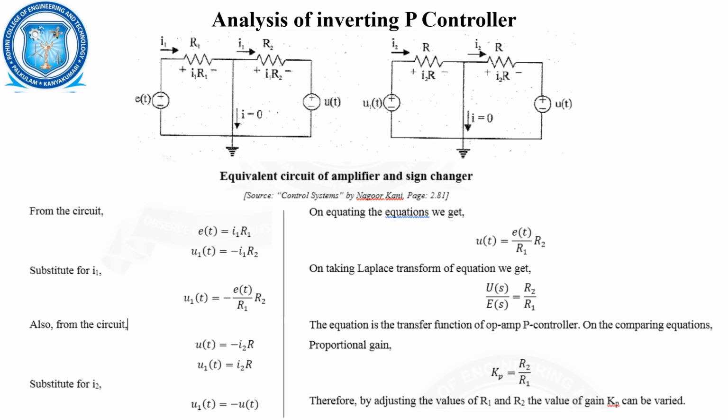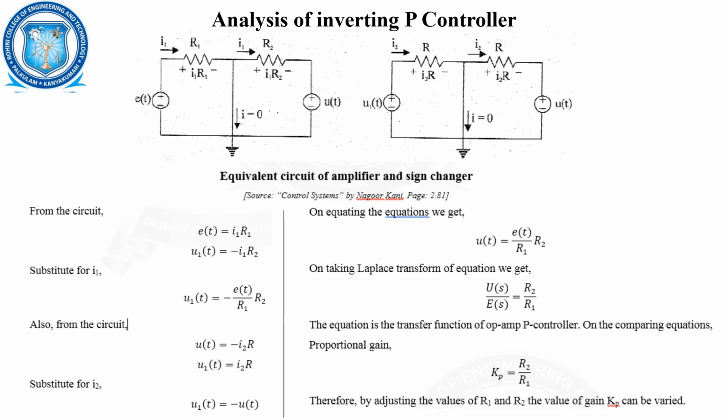Here we are going to apply the mesh equation for both the circuits. And for the first circuit, it is E of t is equal to I1 R1, U1 of t is equal to minus I1 into R2. And since we have I1 commonly here, we can just substitute the value of I1 as E of t divided by R1 in the second equation, and we'll get this value.